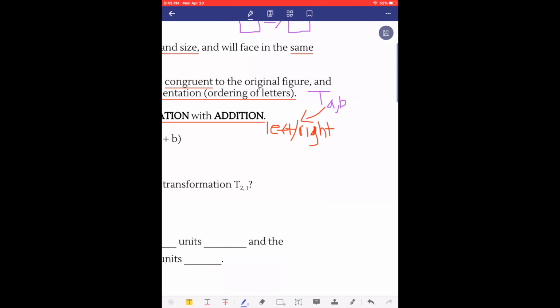And if it's a negative number, that means it's moving to the left. If it's a positive number, that means it's moving to the right. And our B is going to represent our vertical change. It's either going to be moving down or up. And if it's a negative number, that means that the image is shifting down. If it's a positive number, the image is shifting up.